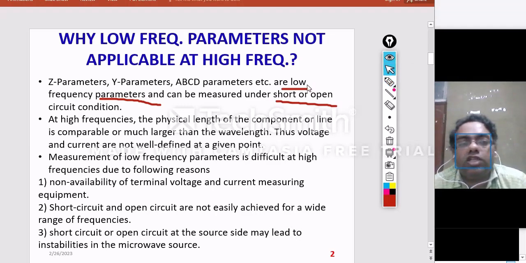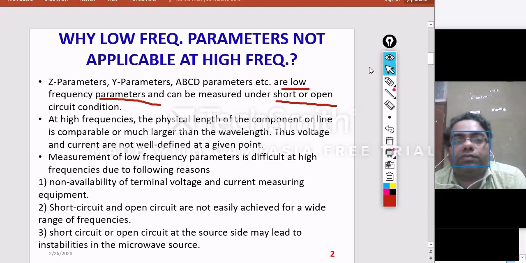So due to these problems in the measurement of Y and Z parameters at high frequency, we use a parameter other than Z and Y, that is the scattering parameter, which mainly depends on power. The voltage amplitude, as we have seen, can be derived from power. It cannot be directly measured, as we saw with the voltage amplitudes and current amplitudes.